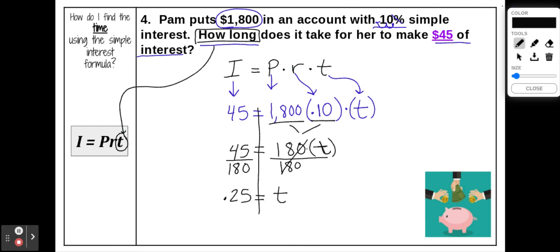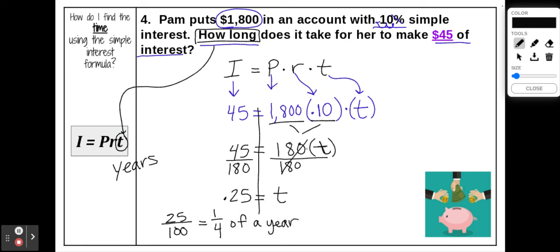Okay, let's make sense of this answer. Time is always in years. And this says 0.25, 25 hundredths. That's not quite a year. That's 25 hundredths of a year. So if I write this as I read it, 25 hundredths, that would simplify to 1/4. So we have 1/4 of a year.